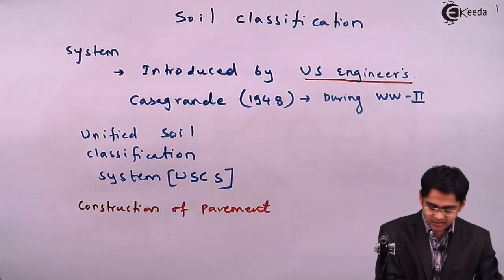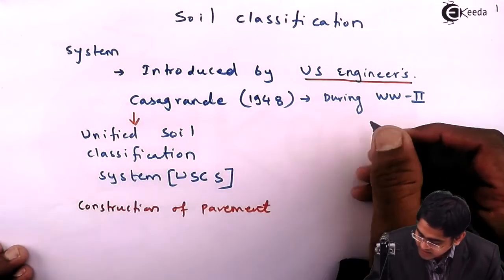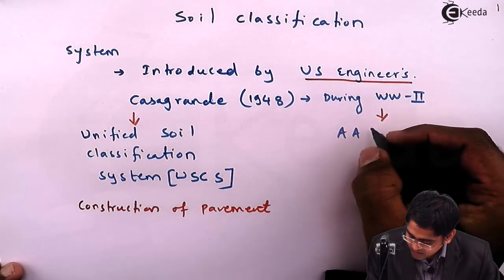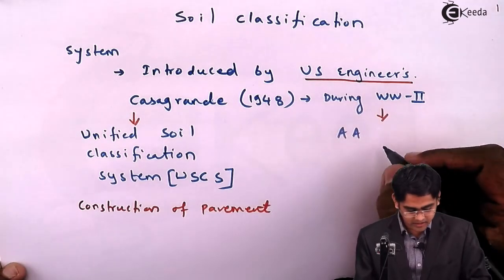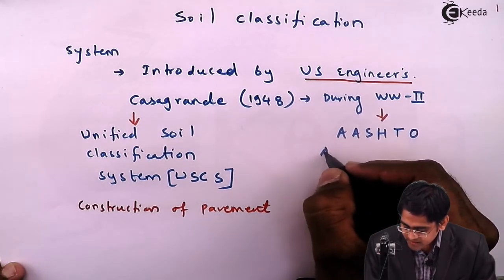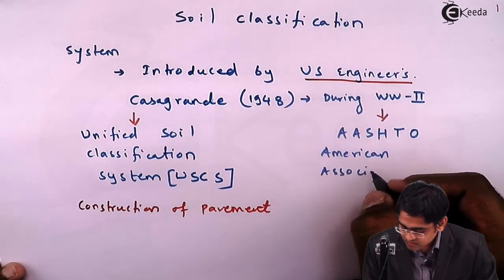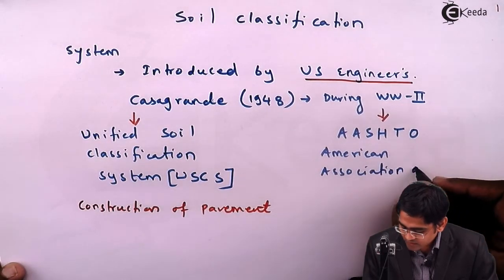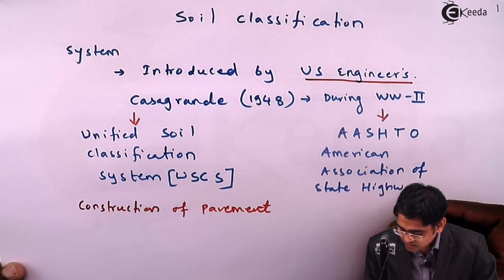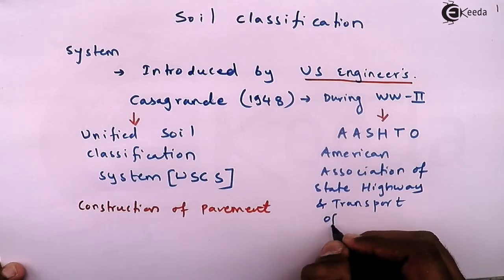Airfield pavements and all, and also highway pavement, these classifications are more useful. But we have one more soil classification system, and it is named AASHTO, meaning American Association of State Highway and Transport Officials.